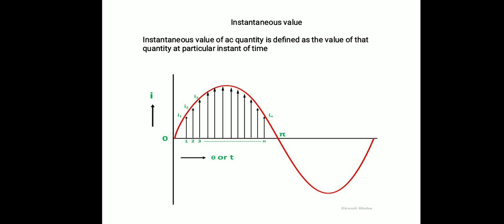So what does instantaneous value mean? Instantaneous value means it is the value of that quantity at any given instant of time. If you measure the value of that quantity for a particular instant of time, that given value is the instantaneous value, and that instantaneous value changes with respect to time. At time instant 1 it gives us I1, at time instant 2 it gives us I2, and at time instant n it gives us In. So instantaneous value is the changing value of the AC quantity with respect to time.